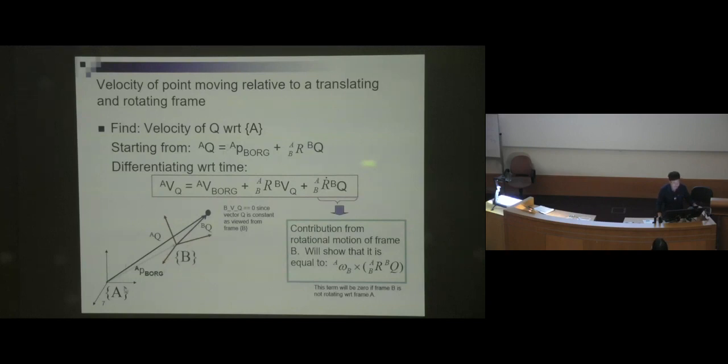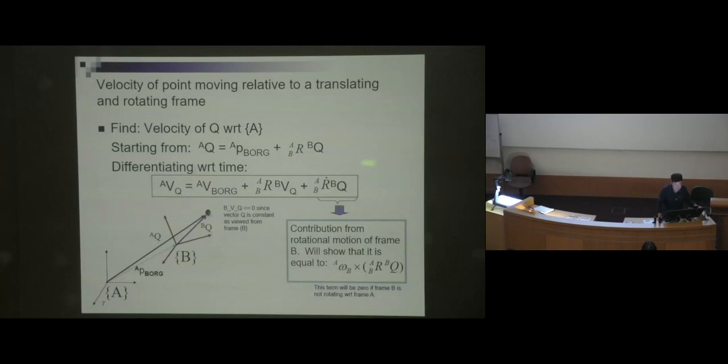This is frame A, which is a universal frame, and then you have this moving frame B, and this point Q, B Q over here. The B implies that the point Q is accessed with respect to frame B. The same point can also be expressed with respect to frame A, so it will be A Q.